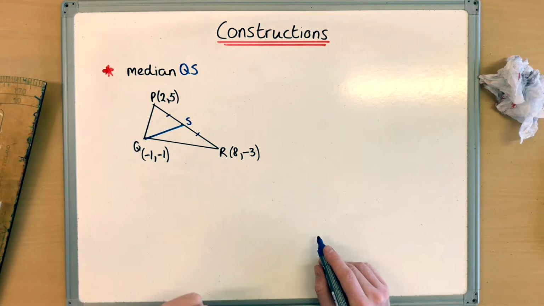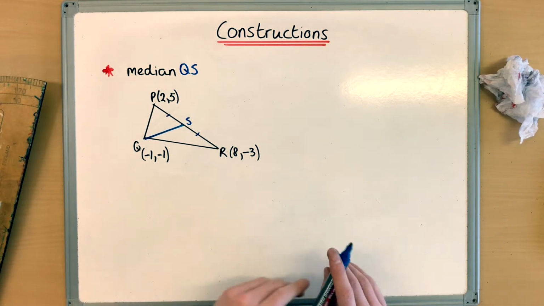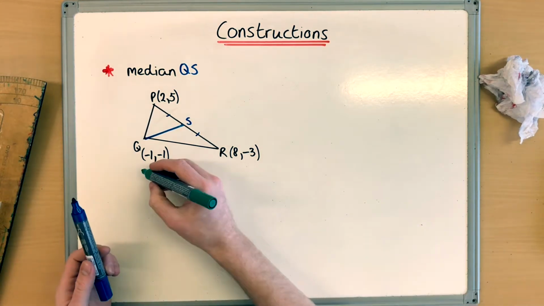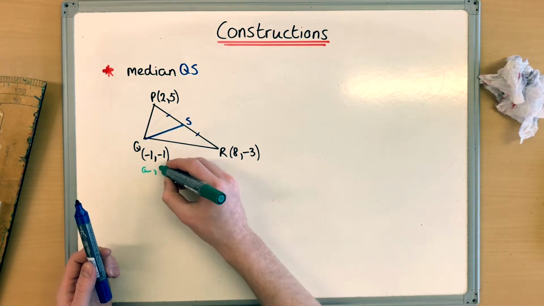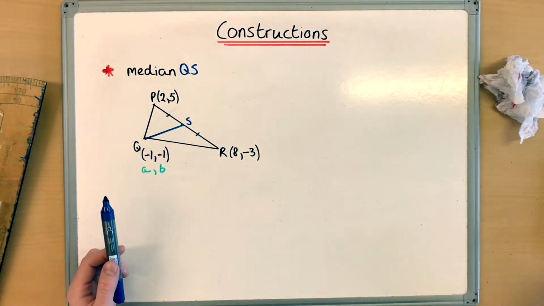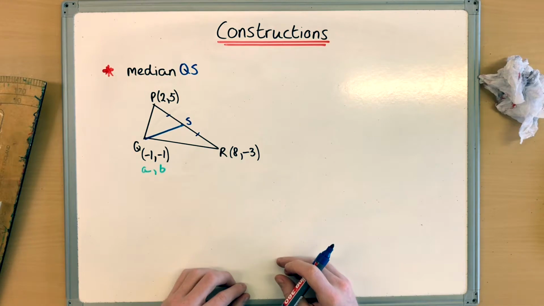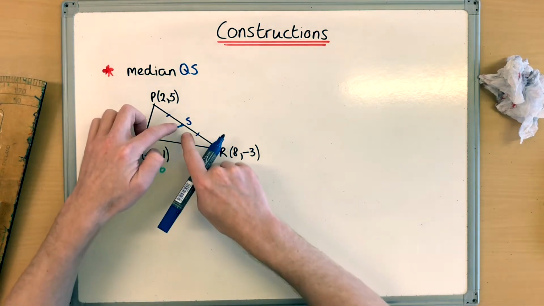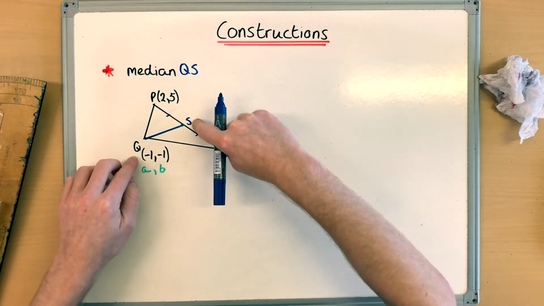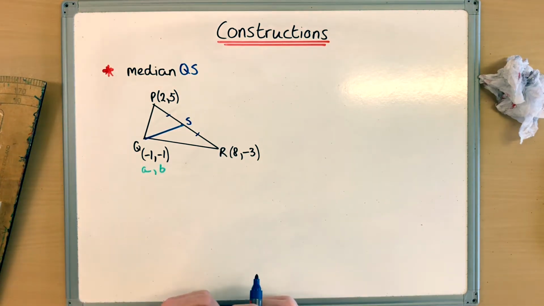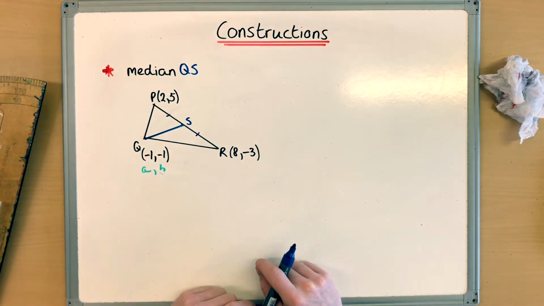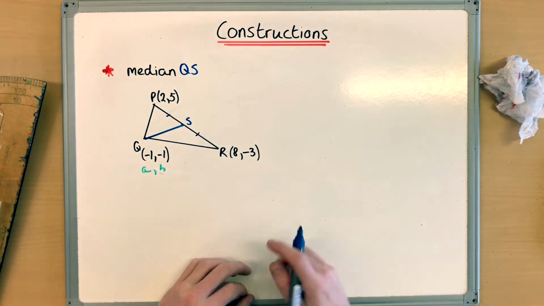So what I'm going to need to do is, well, I already have an A and B point, should I choose to use it, and I'll explain that later. But what I don't have is a gradient. Now to find the gradient, I'm going to need, with a median, to find the midpoint first, and then I'm going to use my 2 points that it goes through and the gradient formula. So I'm going to start by finding the midpoint of PR, S.